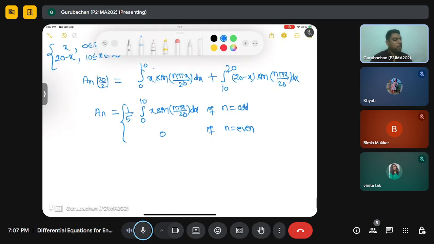Now what will be the value of this integral of x sin(nπx/20)? Again from the previous case you can see, or otherwise you can directly calculate: minus x cos(nπx/20) over nπ by 20, plus sin(nπx/20) over (nπ by 20) whole square, from 0 to 10.